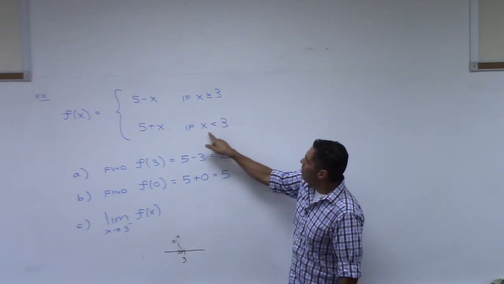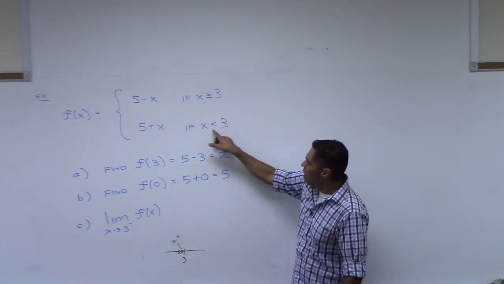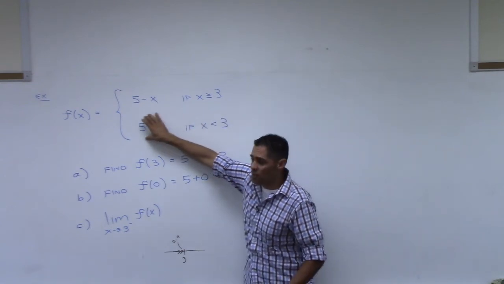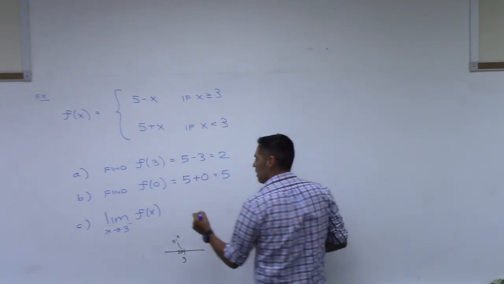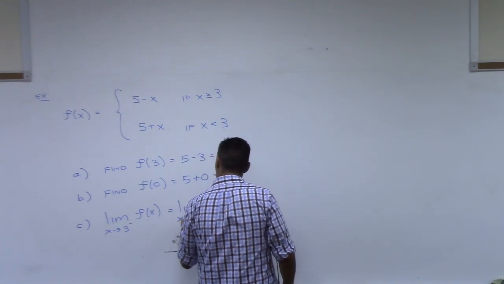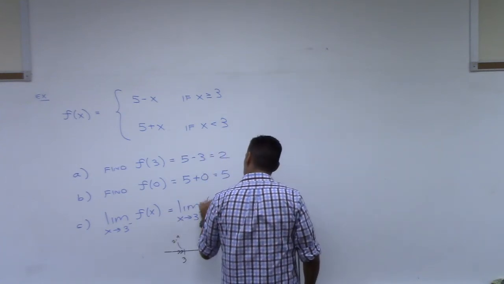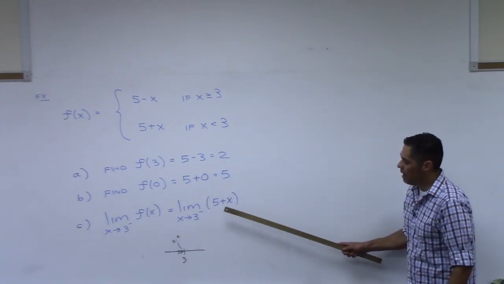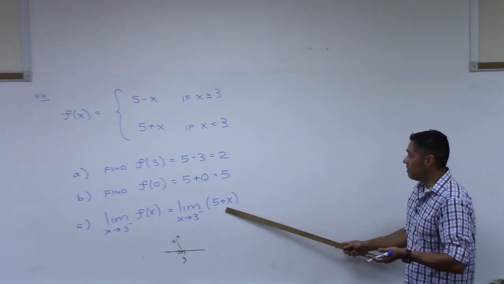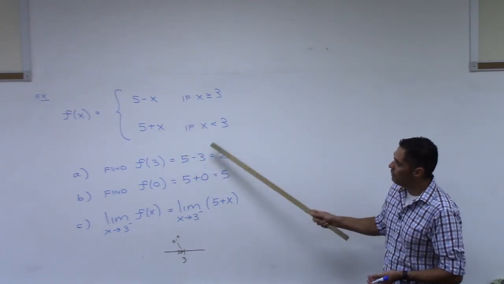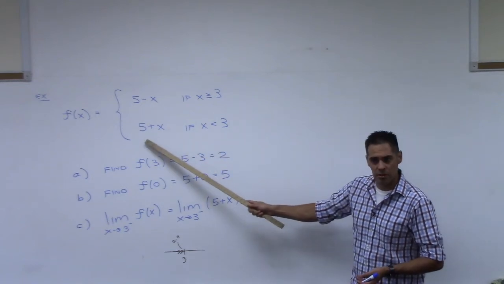Would that put me here or here? Top or bottom? Bottom, because 2.9 is less than 3. So I'm actually going to be plugging it into this one. So this really means take the limit as x approaches 3 from the left of 5 plus x. The critical part is for you to realize that I picked 5 plus x not because I just flipped a coin, right? It was because I'm approaching 3 from the left that it forces me to be on this function.